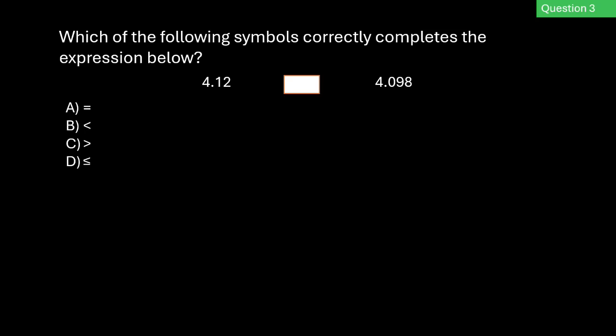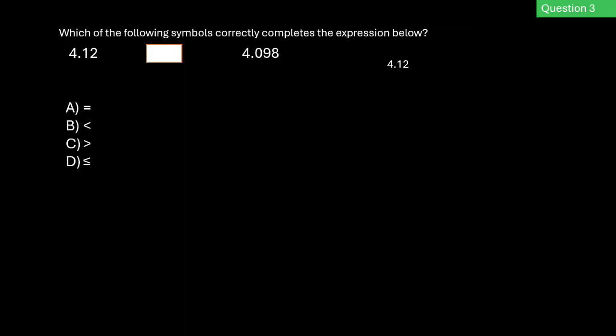Now, there's a trick that I always use when I'm comparing decimals, and that is to just line them up. So you have 4 and 12 hundredths with 4 and 98 thousandths. Now you can see the value of each of your digits and you can compare them. So you have 4 and 4, good, in the ones place. Those are the same numbers.